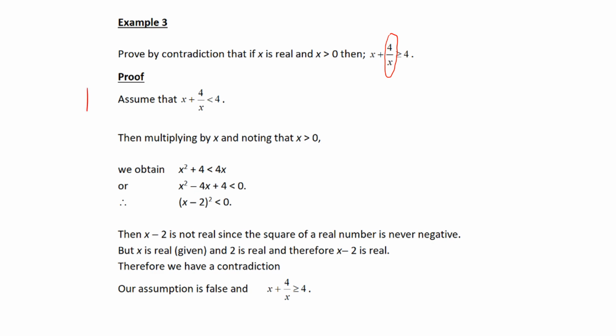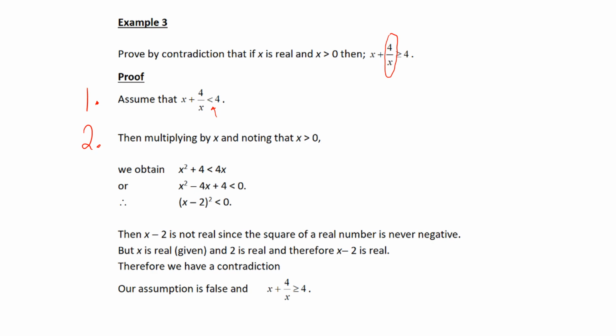So step number 1 is to assume that the opposite is true. So instead of x add 4 over x being greater than or equal to 4, we're going to say that x add 4 over x is less than 4. So you can see there that the inequality has been swapped around. So we've assumed that the opposite is true. Now we're going to try and show that that is nonsense.